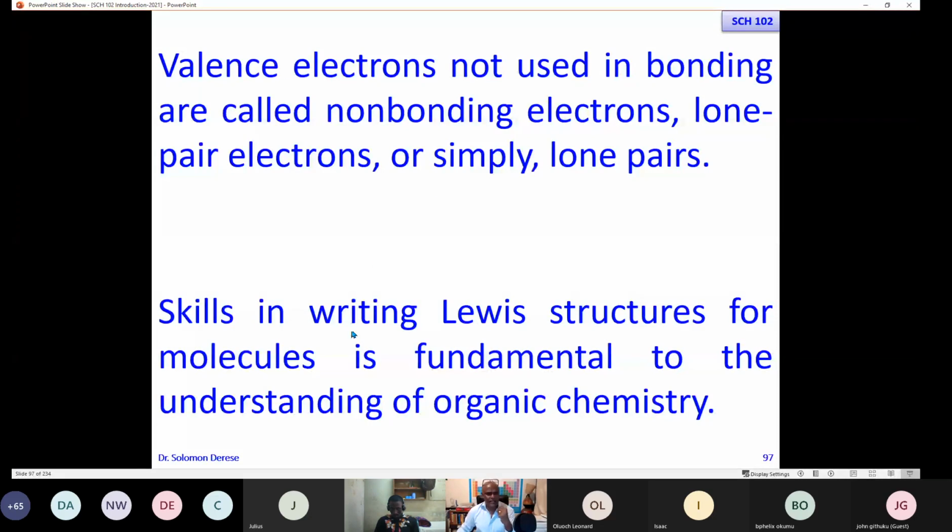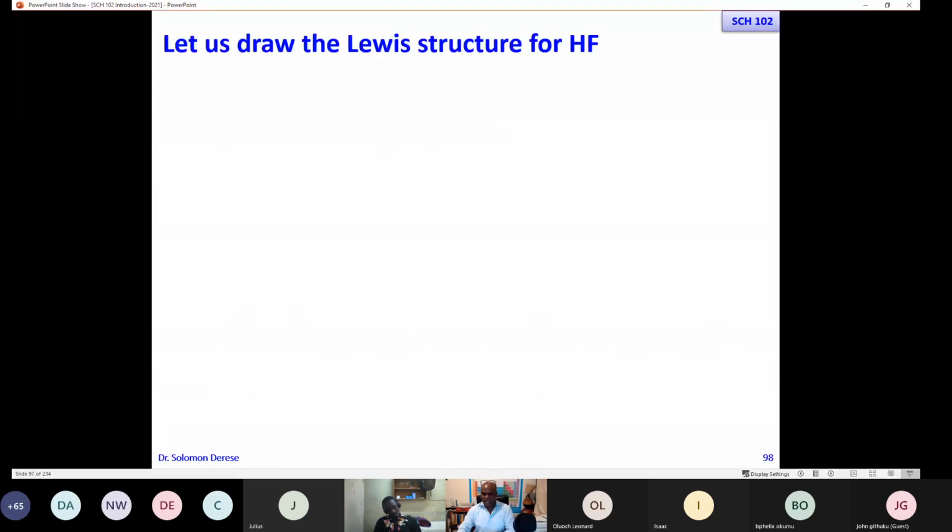Skills in writing Lewis structures for molecules are fundamental to the understanding of organic chemistry in general. You need to have very good skills in drawing the Lewis structure of molecules, and that's what we are going to do. Let me just give you, before we finish, a simple example of drawing the Lewis structure for hydrogen fluoride, HF.